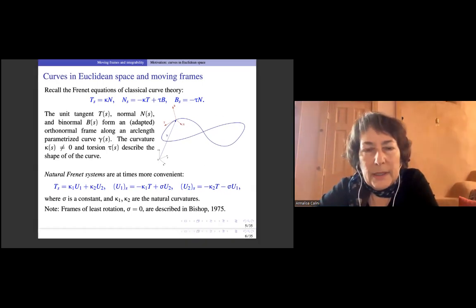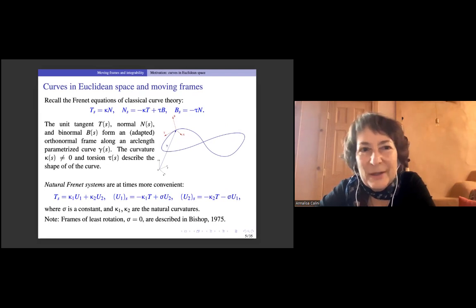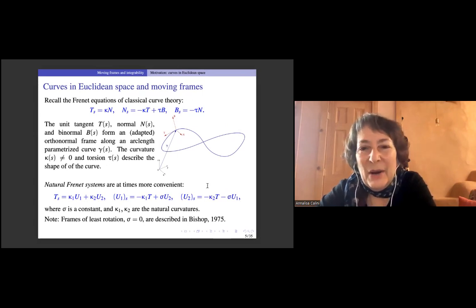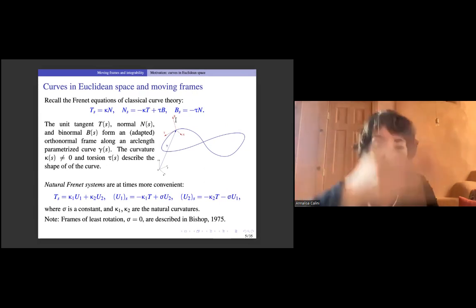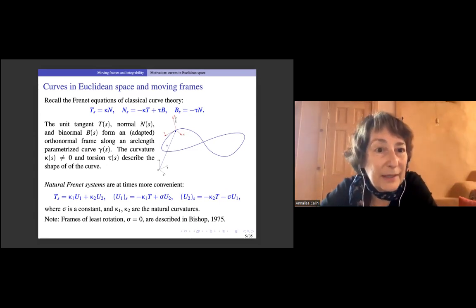Now, this is not the only frame. There is a nice paper by Bishop way back in '75, which is called "There is More Than One Way to Frame a Curve." Well, if you think of the normal vectors, the N and B, the normal and binormal, which are in the normal plane to the curve, and you just rotate them, well, you simply create a different orthonormal frame.